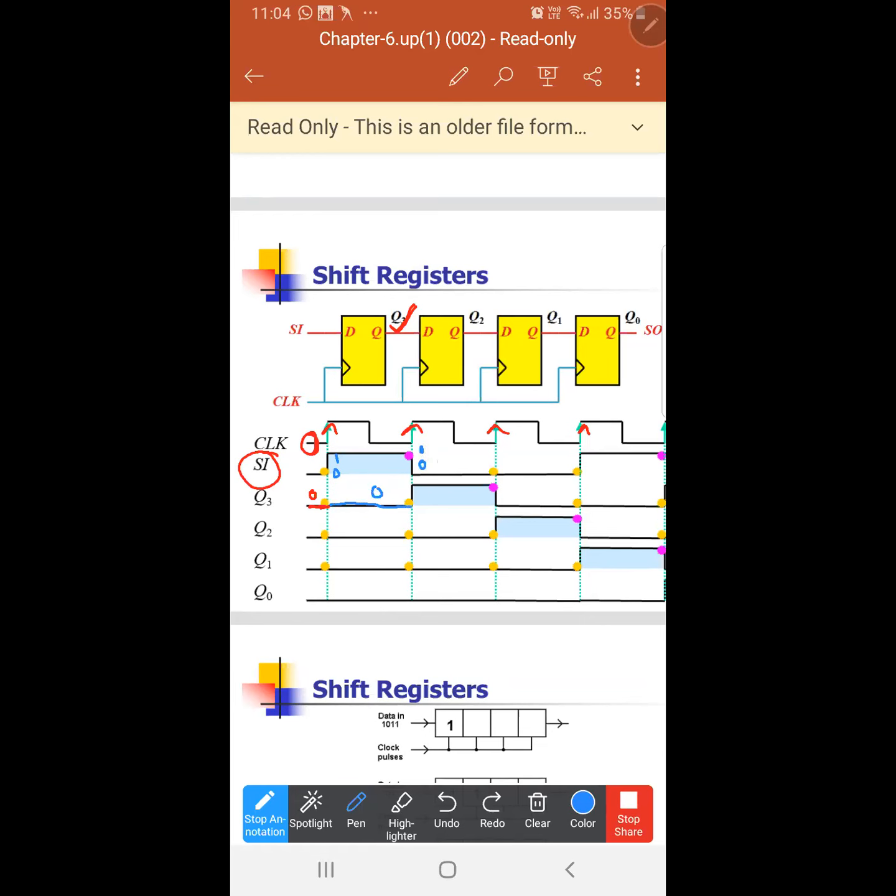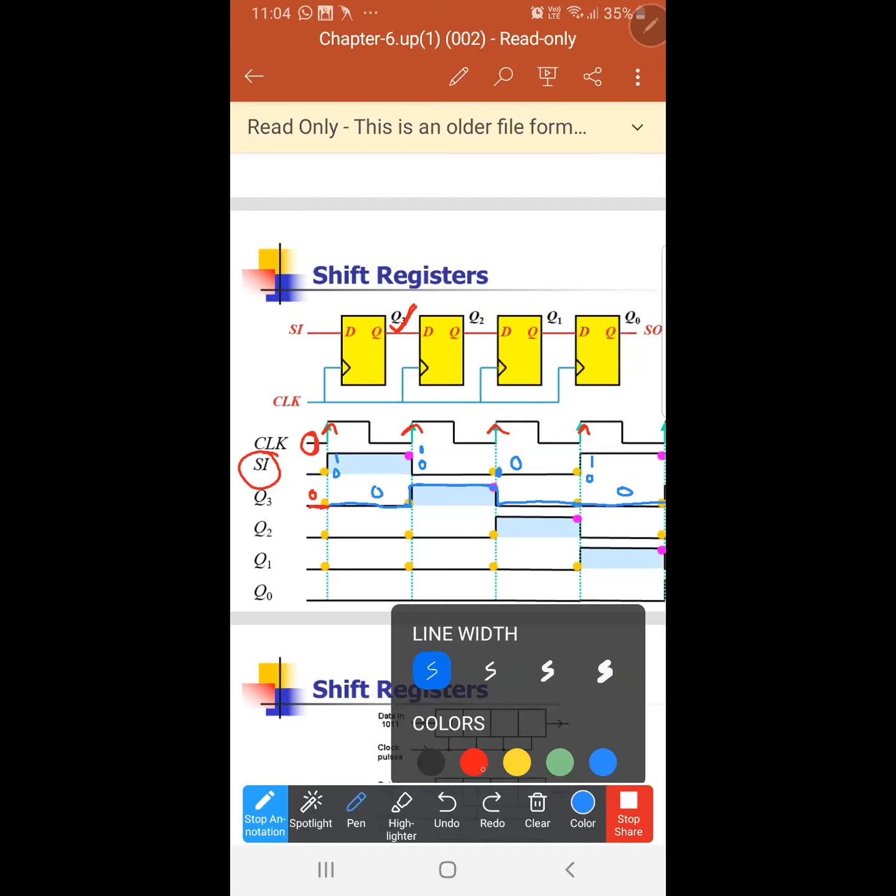Then here again it will change, 1 and 0. Which value will I choose? 1. Now here, what is the data? 0, 0. So I will choose 0. Now here, 0, 1, 0. Here, 0. Clear, girls?